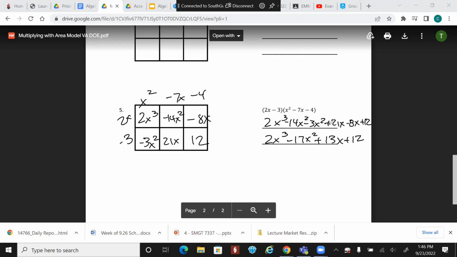And that's it. So you have a new Delta Math assigned to you that is on adding, subtracting, and multiplying. You can go ahead and get started on it. It's going to be due by next, I think I put Friday. Okay.